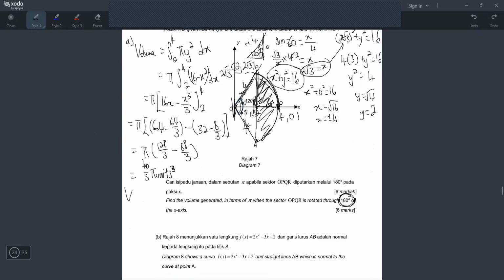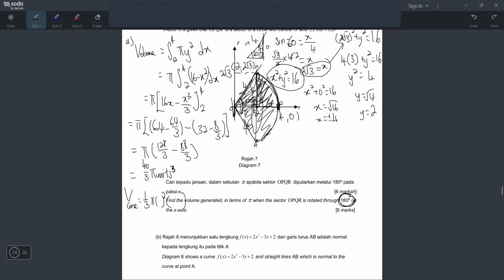So we can actually use the volume of a cone to find this, because when you rotate this triangle 360 about the x-axis, you will just get a cone. All right, you will get a cone like this. Right. So how to find the volume of a cone? What is the formula? 1 over 3 pi r squared h.